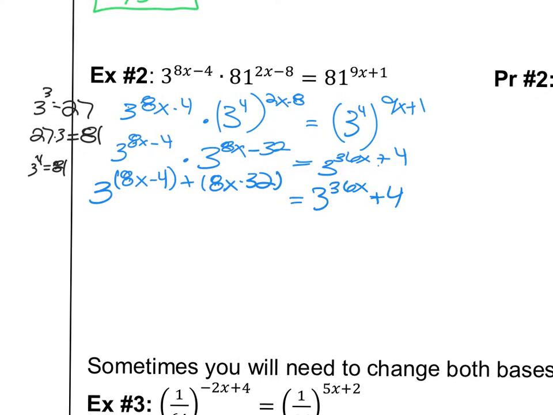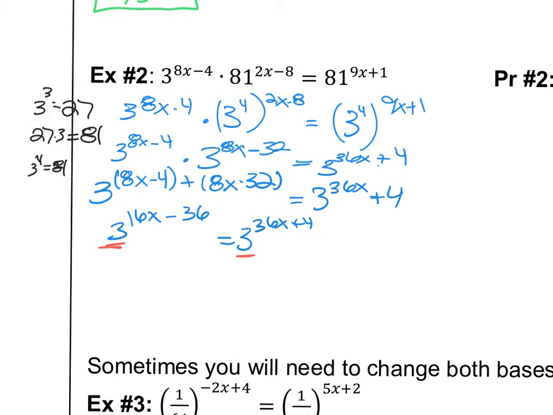And I know it might seem weird to keep rewriting the equation, but it's really good to make sure you keep your steps. And so 8x plus 8x is 16x. So we have 16x, and then -4 minus 32 is minus 36. And that equals 3 to the 36x plus 4. So now we have our same bases, which is that goal that we were trying to get to this whole time. And I just realized my 4 is really low, so we're going to go ahead and move that back up to make it a little bit more clear. Plus 4, that's an exponent term.